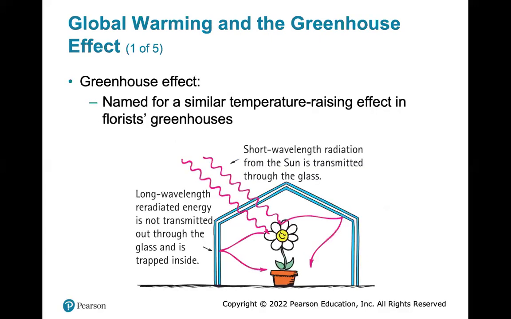Okay, the greenhouse effect is named for a similar temperature raising effect in forest greenhouses. If you've ever seen a greenhouse, usually just a frame with either some glass or some plastic surrounding it, the short wavelength radiation from the sun is transmitted through the glass, but the long wavelength re-radiated energy is not transmitted out through the glass and is trapped inside. That's why they have greenhouses, to protect sensitive plants in the winter.